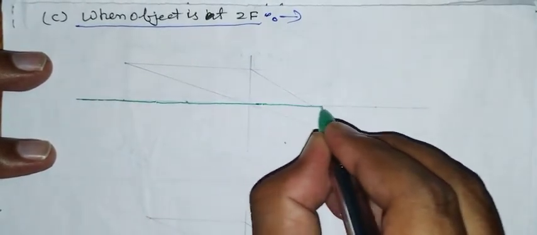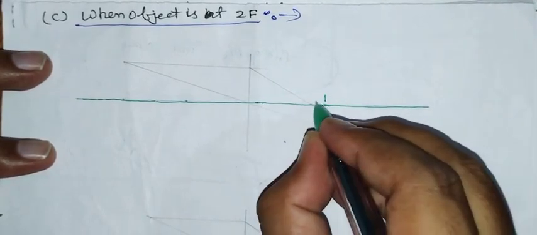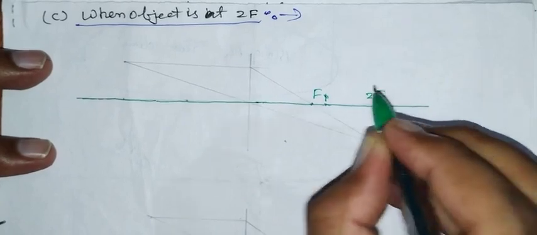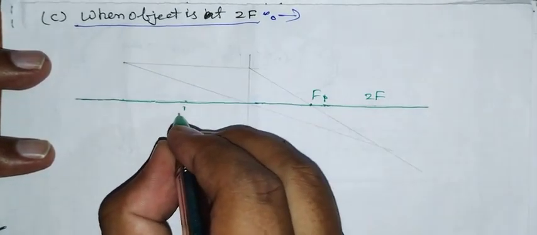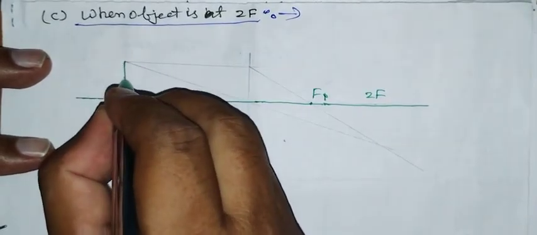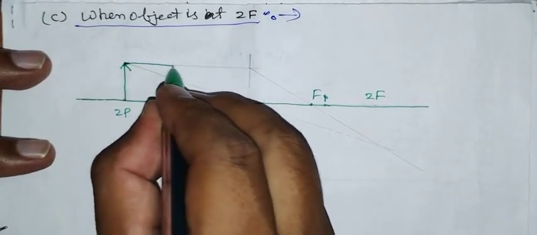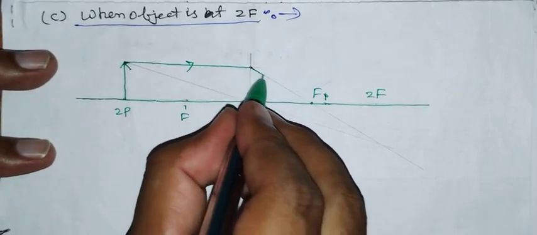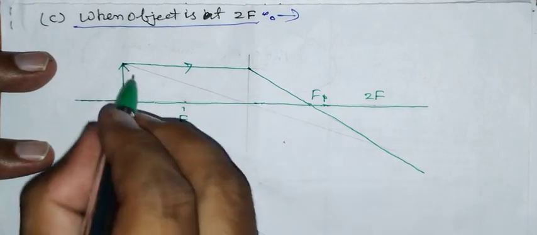Take a principal axis line. This is f, 2f. This is f, 2f. Take an object at 2f. Two rays: the first ray, parallel to the principal axis, always passes through the focus.